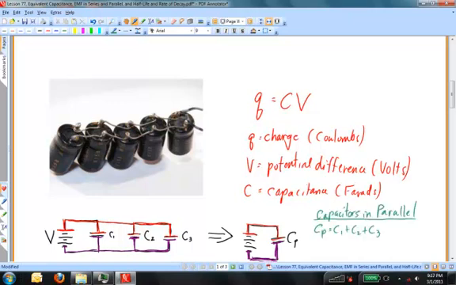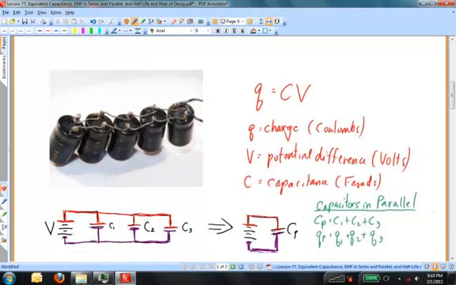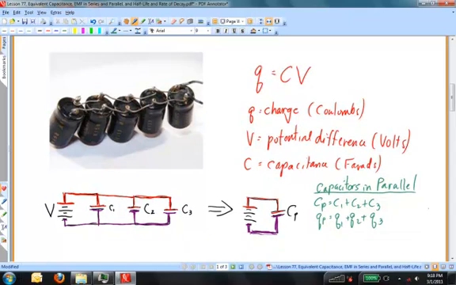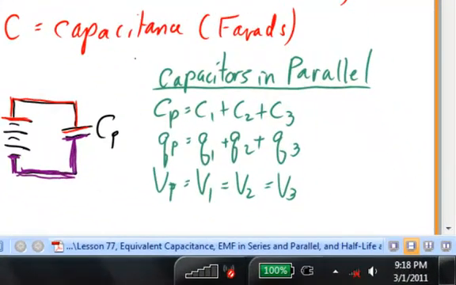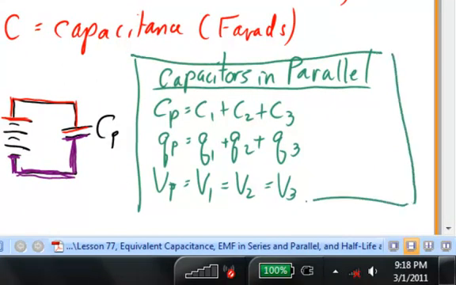When the capacitors are connected in parallel, it's as if the area of the plates of the connected capacitors are enlarged so that more charge can be stored in the capacitor. The total charge, Q_T, is the sum of the charges across each of the individual capacitors. And we've already remarked that the voltage drop across each of the capacitors is the same. So these three equations are a characteristic of capacitors in parallel.